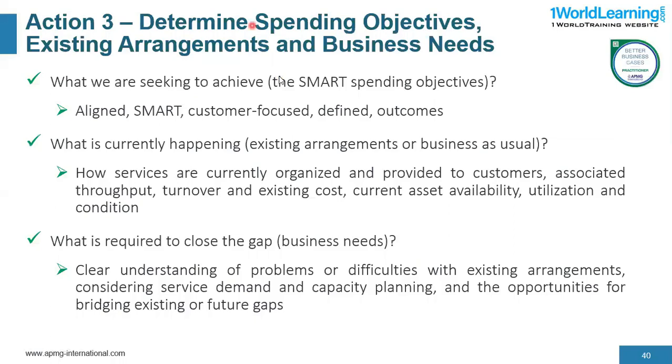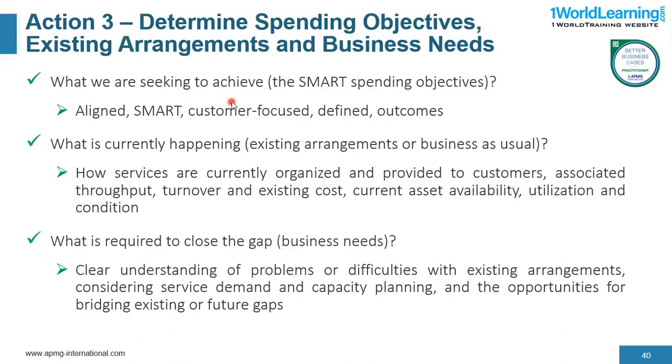And then in action number 3, we determine the spending objectives, the existing arrangements, and the business need. So when we think about spending objectives, we need to make sure that we articulate them into SMART spending objectives, objectives which are specific, measurable, achievable, reliable, and time-bound. And so that is one of the key aspects of thinking in action number 3.